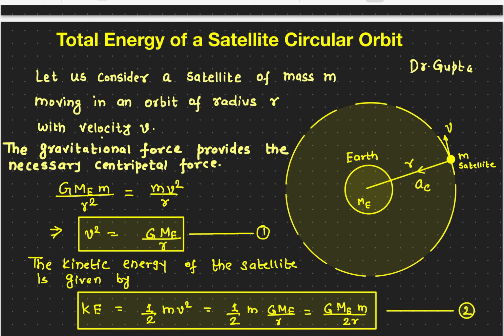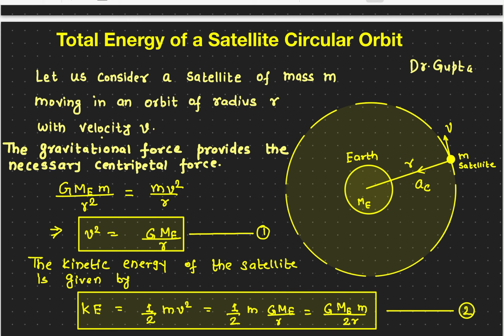So, what we're going to calculate is, when I say the total energy, that means we're going to calculate the kinetic energy plus potential energy. That is the total energy. So we're going to find out the kinetic energy and potential energy. But in order to find out the kinetic energy, we need to understand what is the speed of the satellite in this particular orbit. So let's first find out the speed of the satellite.